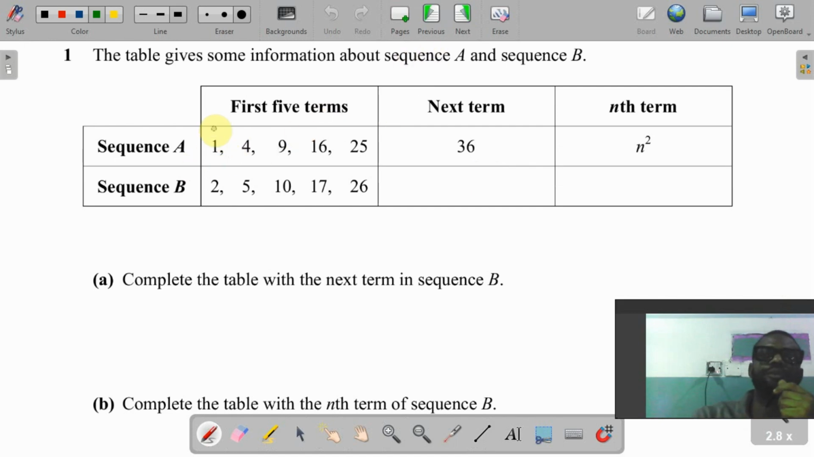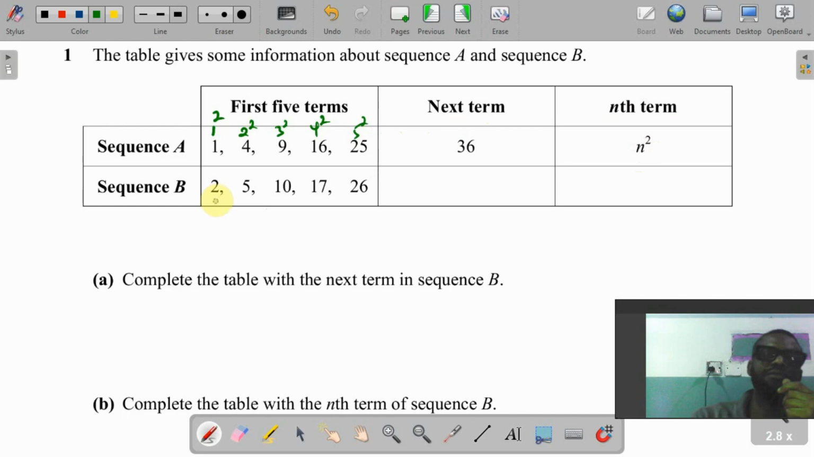When you look at sequence A, this is 1 square, this is 2 square, this is 3 square, this is 4 square, this is 5 square, and the next term is 6 square, which is 36, and the nth term is n square. So the 7th term is 7 square, the 100th term is 100 square.